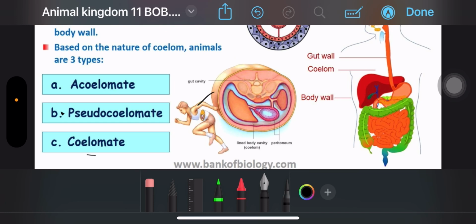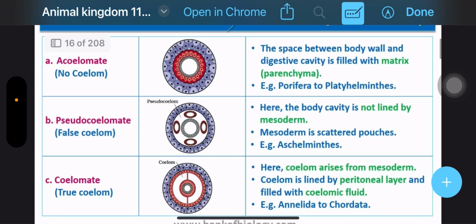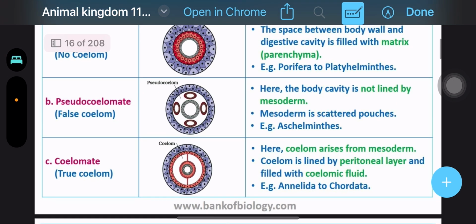Here is the first, the acoelomate. The space between the body wall and digestive cavity is filled with a matrix called the parenchyma. It means there is no gap, because it is filled with other tissue. That's why there is no coelom, and that's called acoelomate. Example, porifera to platyhelminthes. That means porifera, coelenterata, ctenophora, platyhelminthes. Right? And pseudocoelomates, false coelomates.